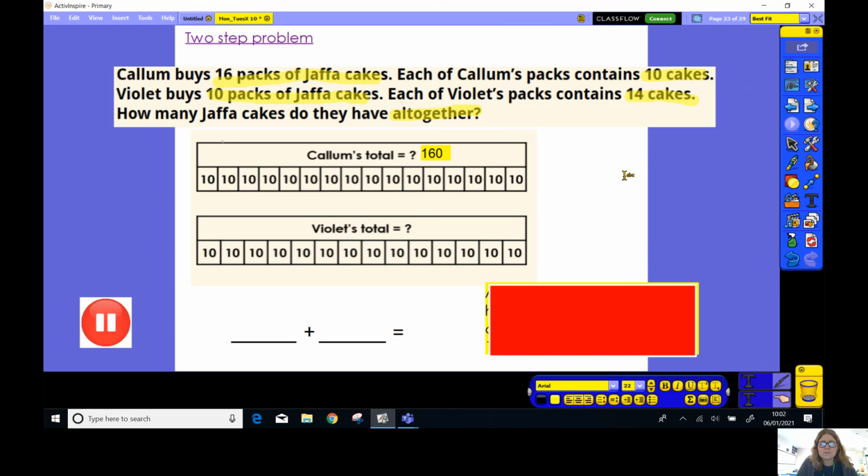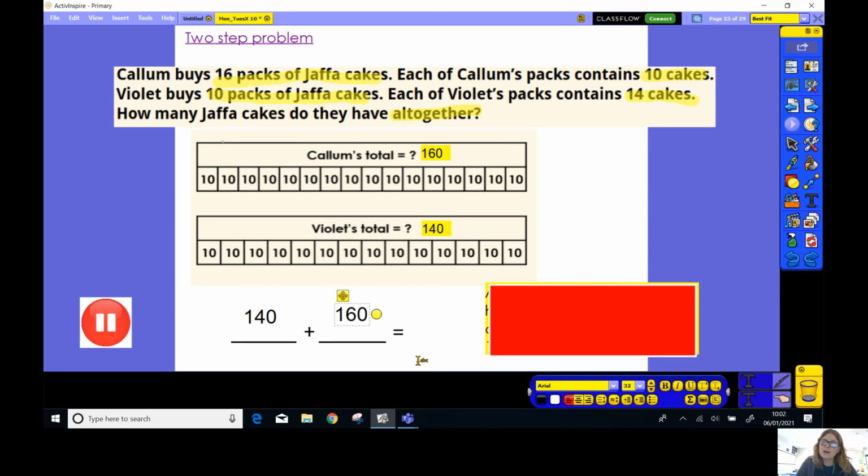Violet has got 10 packs of 14 cakes, sorry. So she has got 140. Now I need to add those 2 together, so I'm going to put them down here. I'm going to be adding together 140 and 160.